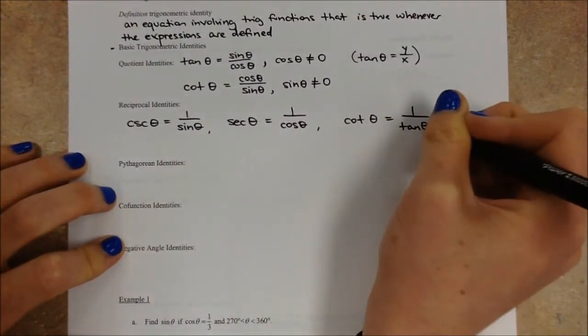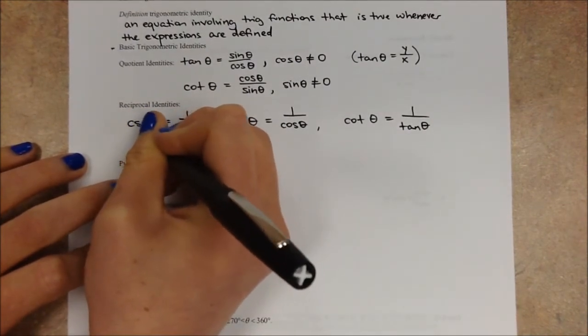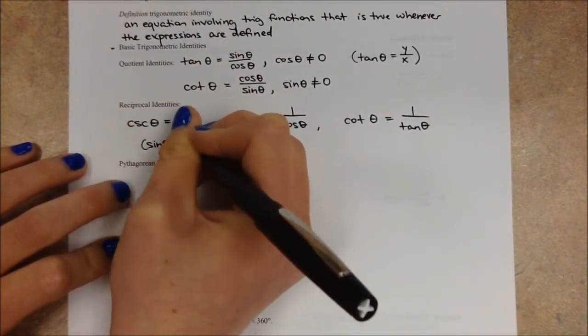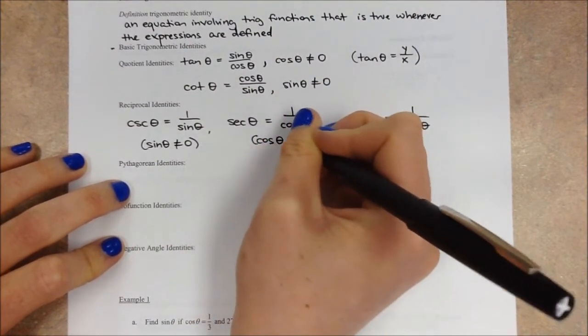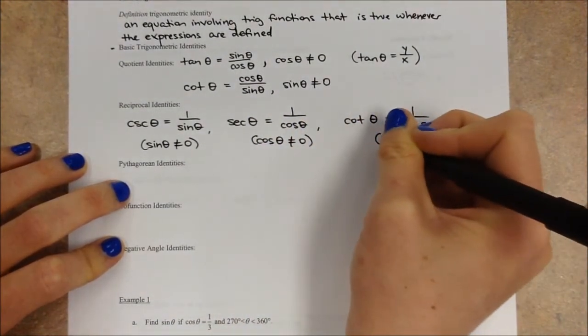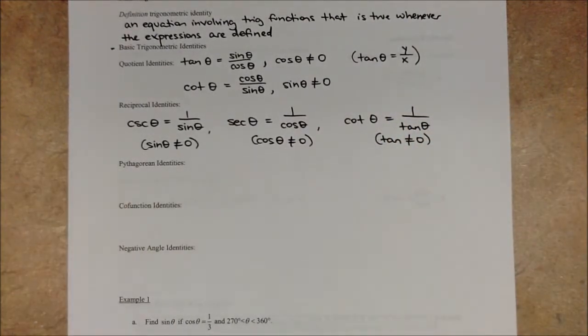And all 3 of these are true as long as the denominators are not equal to 0. So for this one, sine can't be 0. For this one, cosine can't be 0. And for this one, tangent can't be 0. But other than that, they're defined everywhere else. Okay, so again, those ones, not new.